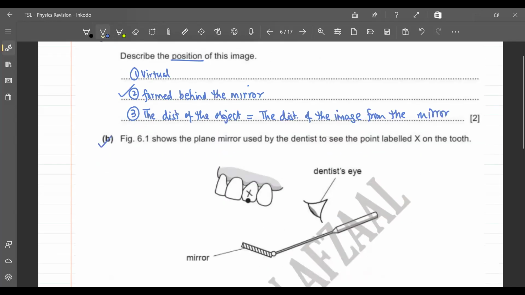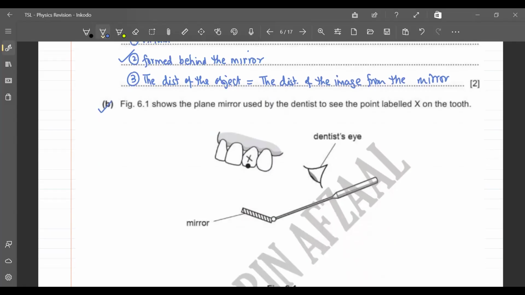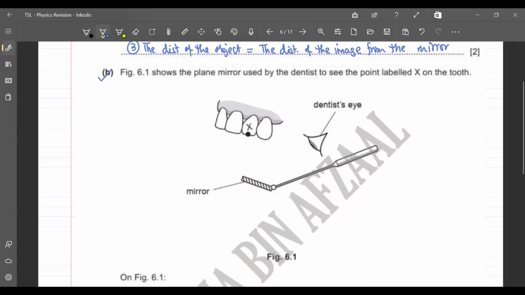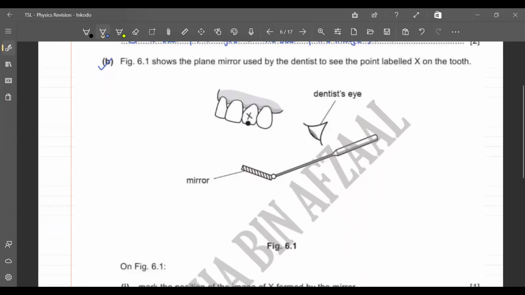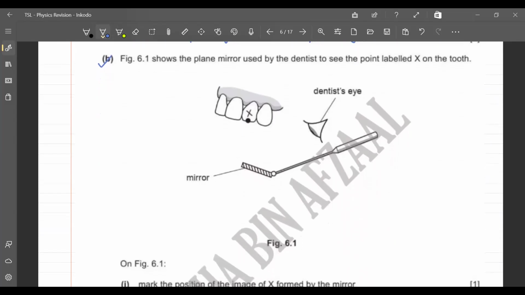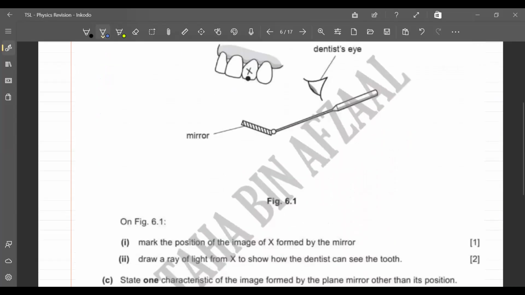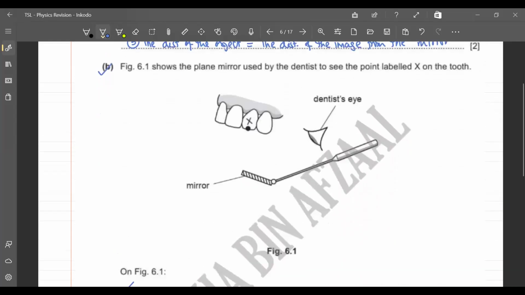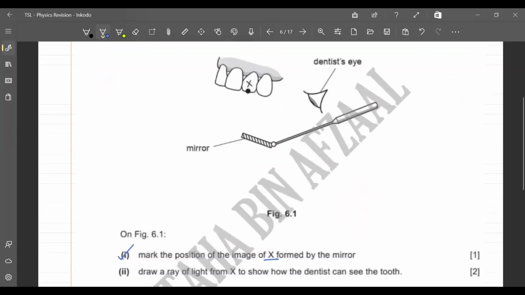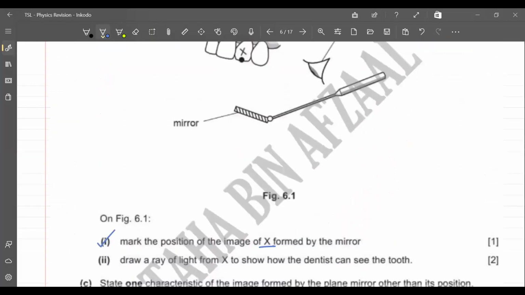Now, figure 6.1 shows a plane mirror used by dentists to see the point labeled X on the tooth. Because it's a mirror, the laws of reflection will be followed, right? So I'm going to take out a ruler, and it says on figure 6.1, mark the position of image X formed by the mirror. You need to understand that there would be rays coming out of this point and going into the eye. However, the image is formed behind the mirror because it's a plane mirror.